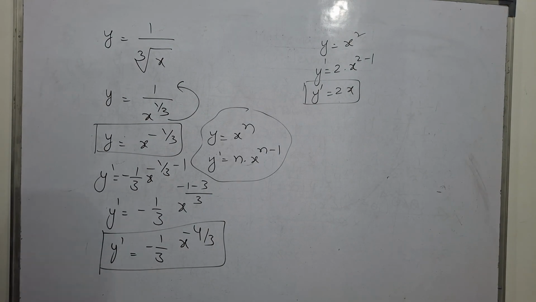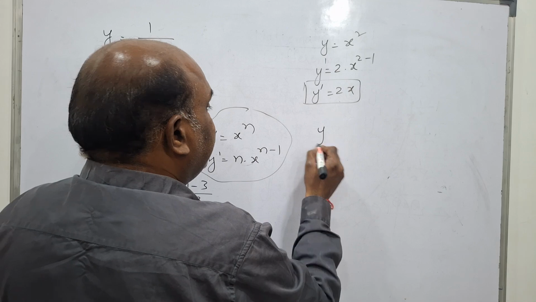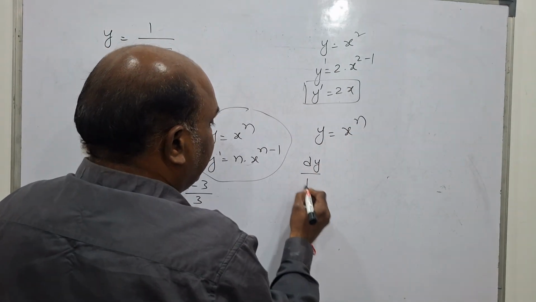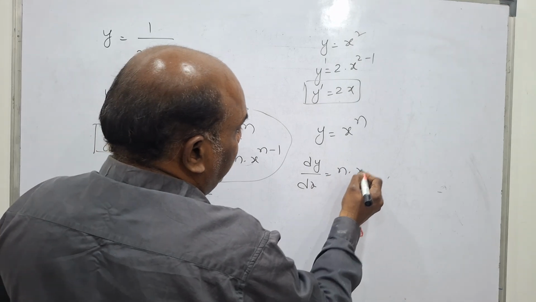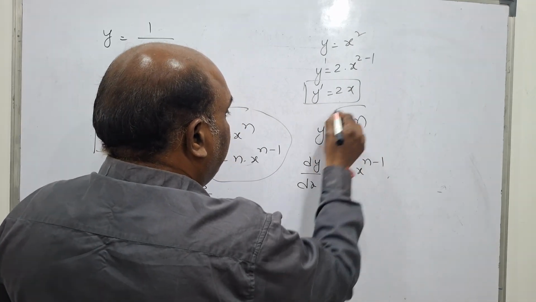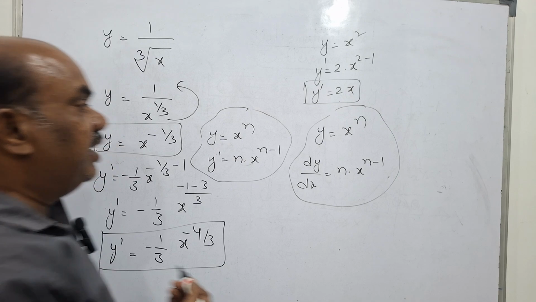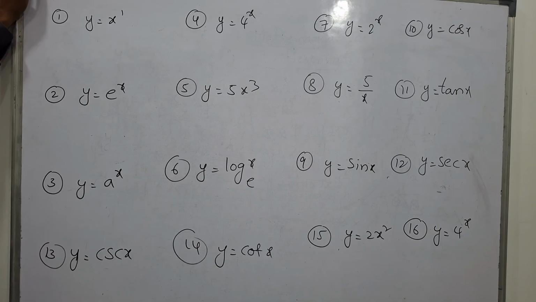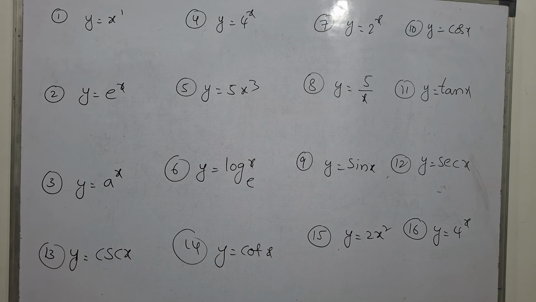The formula is, if y is equal to x power n, y dash or dy by dx is equal to n into x power n minus 1. Very, very important formula. Please note it down, beta. Take different formulas, different values and practice it. See different examples there. 16 examples are given on the board. Try to do all these 16 examples.